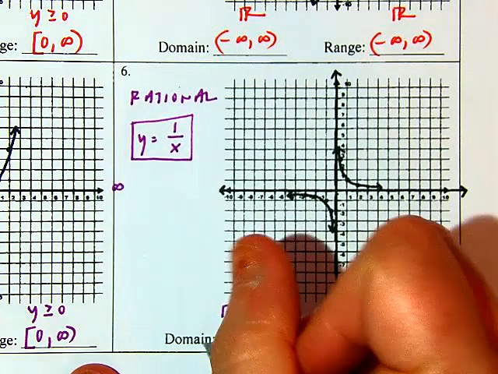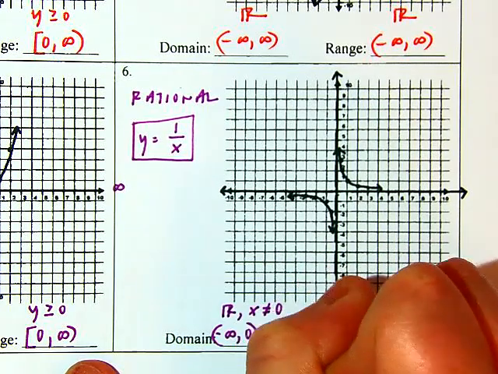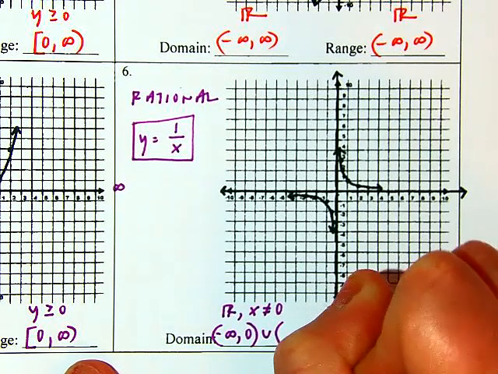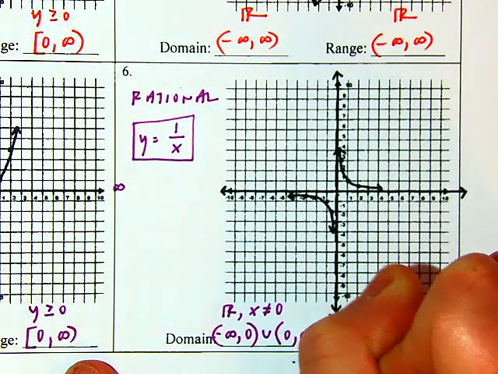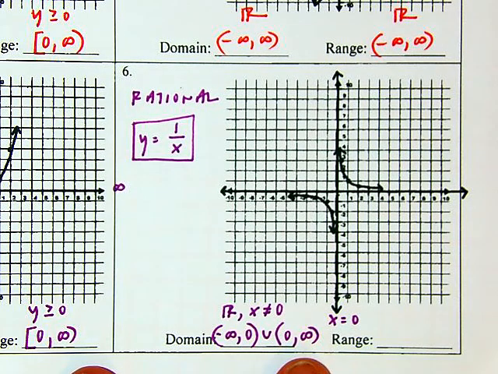Or I could say, well, it could be anything from negative infinity up to 0, union with 0 to infinity. So really, this notation is a more complicated way of saying anything but 0, right? It's saying, well, we'll count everything, just not exactly 0.